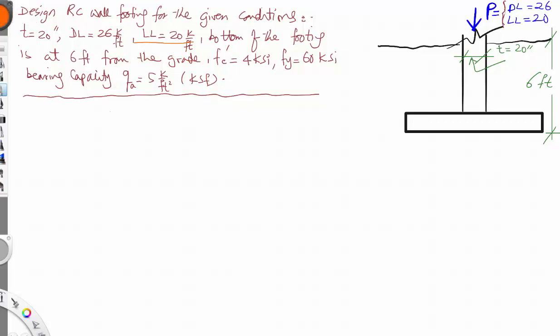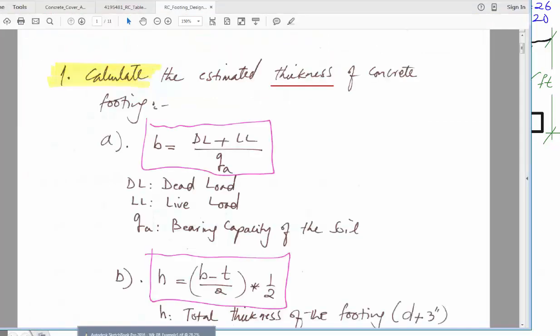So the easiest way here is to go with the step-by-step procedure mentioned in your book or the notes. Let me show you how we'll follow that. Step number 1 is to calculate the estimated thickness of the concrete, and we use this equation, and we'll use these equations as we go, step by step.